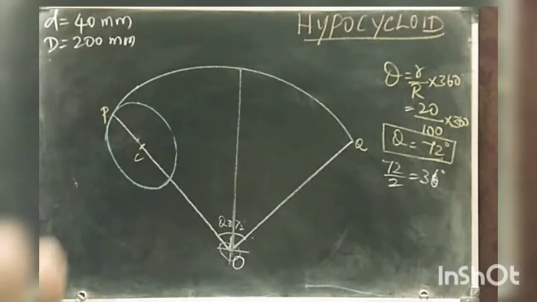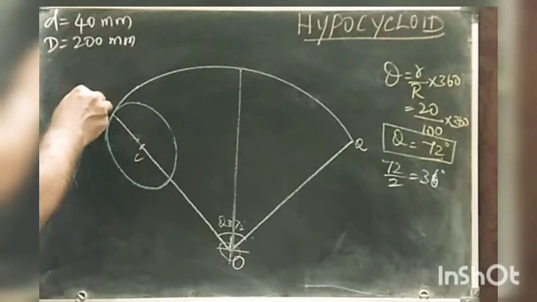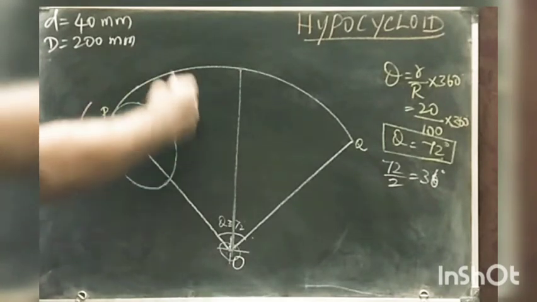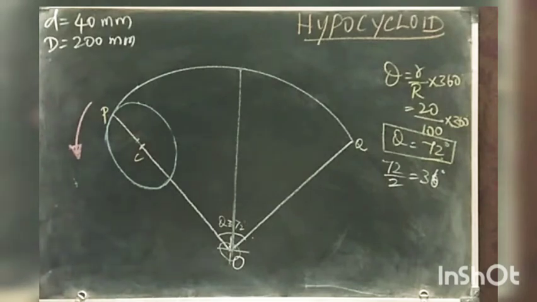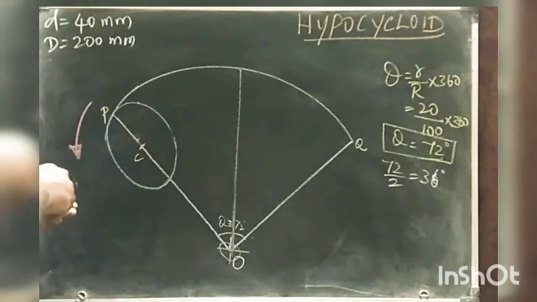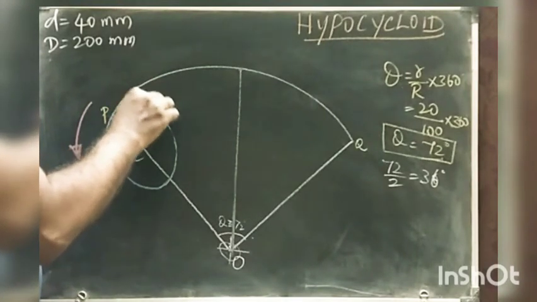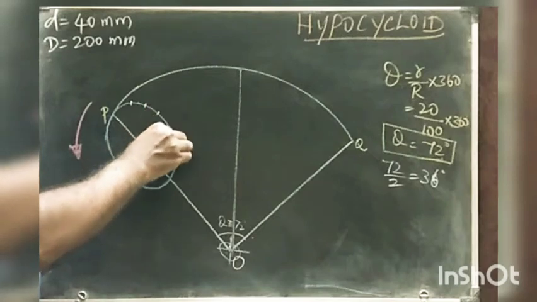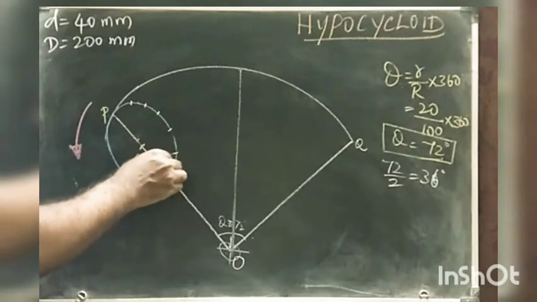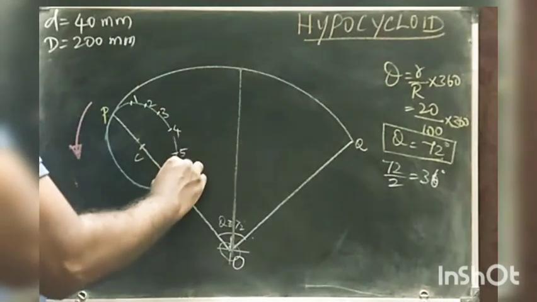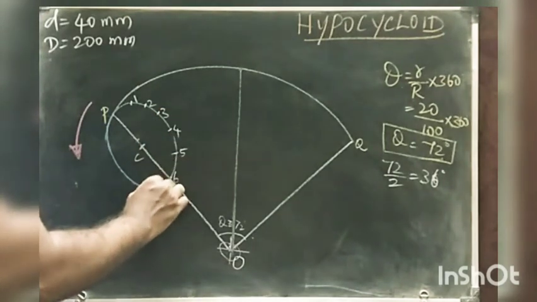Since here the rolling circle tends to roll in an anti-clockwise direction, the numbering will be in a clockwise direction. That's very important. So the numbering I am going to give starts from here: 1, 2, 3, 4, 5 and the 6th will be here.